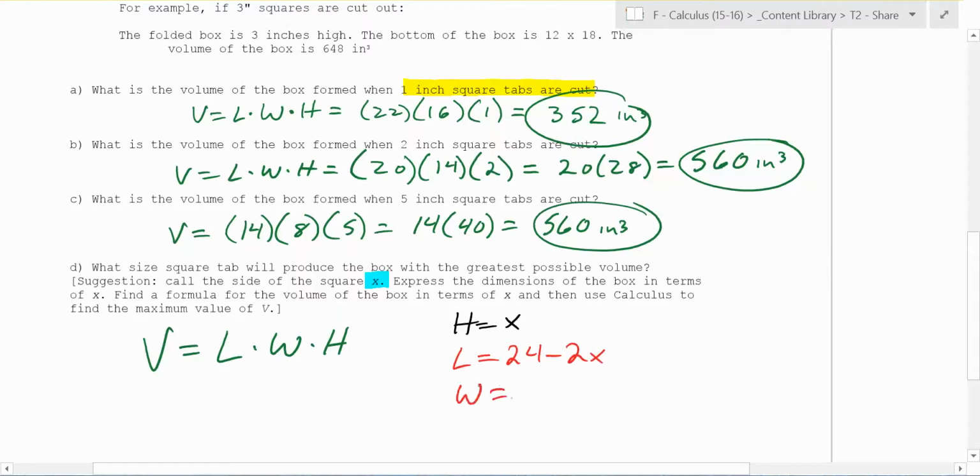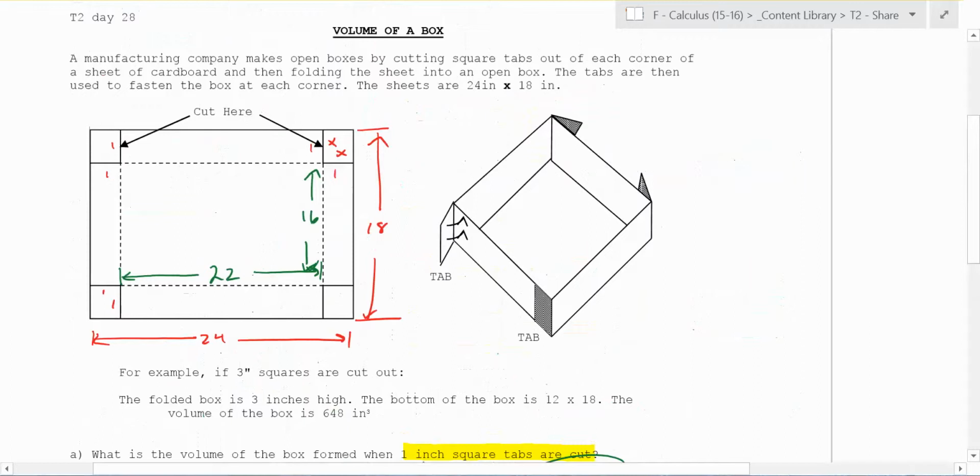So anybody want to take a stab at what the width is going to be? Nick, what do you think the width is going to be? How did we get 22, Nick? We did 24 minus 1 minus 1. But instead of 1, it's now x and x. So it's 24 minus x minus x. 24 minus x minus x is 24 minus 2x. So what's the width going to be? Now, what's the width going to be if it's x and x?